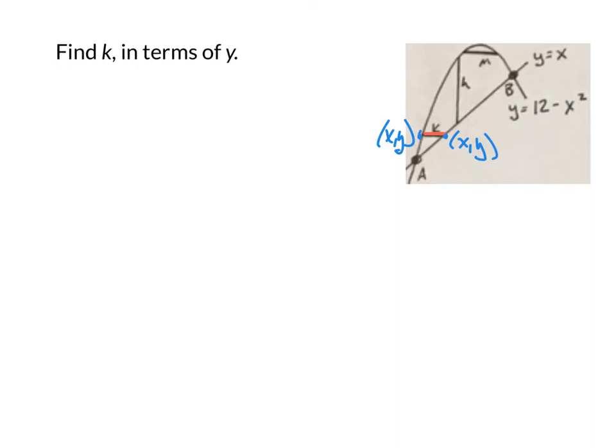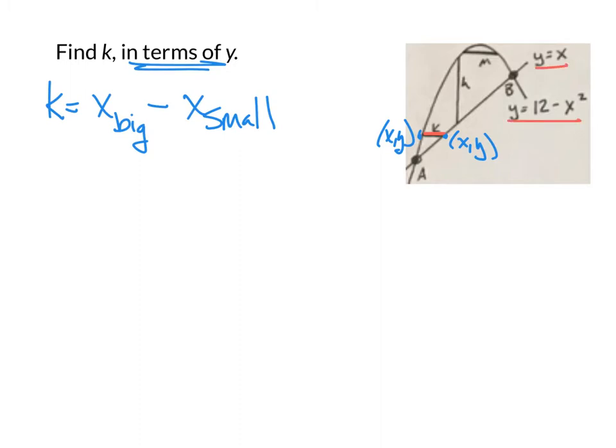So what we want to do, in general, to find the length of k, is to take the bigger x coordinate and subtract off the smaller one. And do it all in terms of y. That means that when we're looking at our 2 equations, we're going to need both of them written in terms of y, which means solve for x. Now, that first equation, y equals x, is pretty much already done for us because if we solve it for x, x is equal to y. So it's the same thing, not a problem.